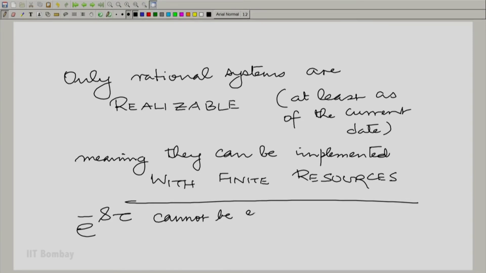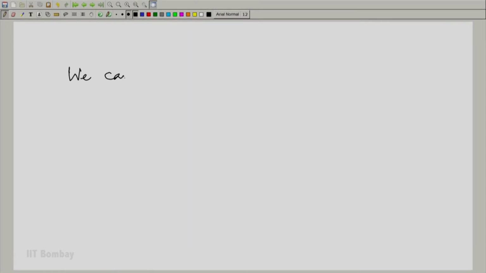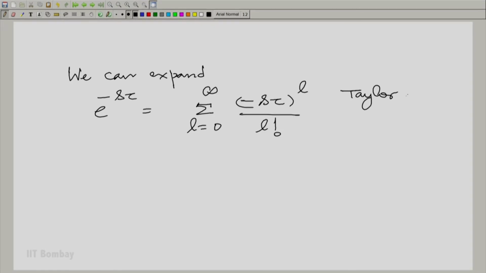it cannot be expressed as a ratio of finite series. However, it can be expanded as an infinite series. We can certainly write a Taylor series expansion for this function, and let us do that just for completeness. We can expand. This is the Taylor series.